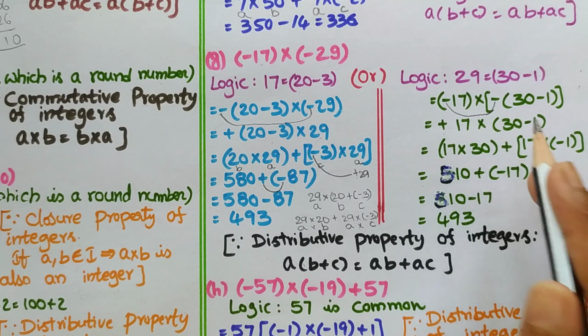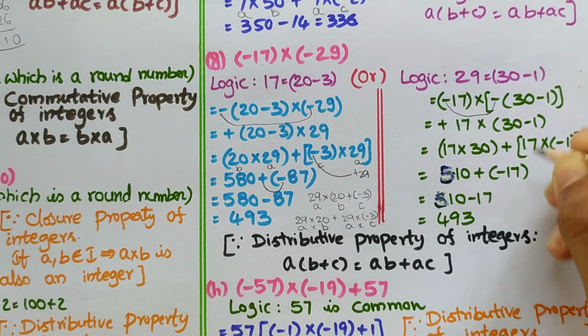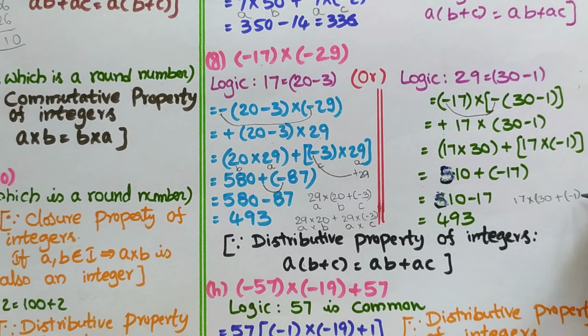Now this is also in the form of A into B minus C, but we want A into B plus C. So let us convert. Here it is 17 into 30 plus of minus 1. So this is in the form of A into B plus C. Here A is 17, B is 30, C is minus 1.